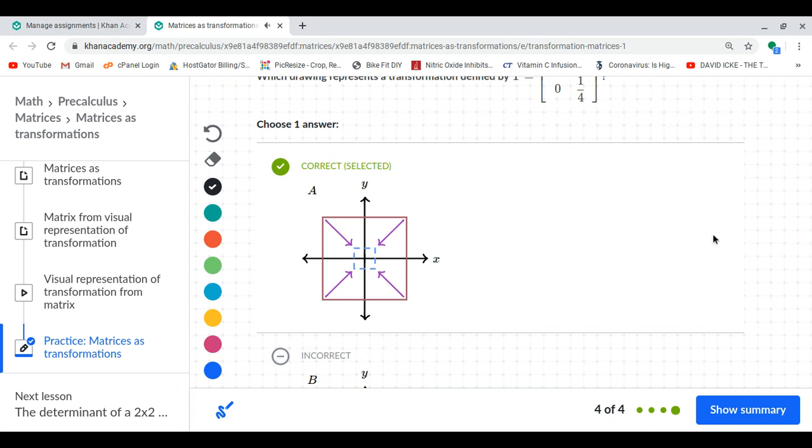And that's basically it. That's how you would do this assignment. It's pretty straightforward. If you have any questions, comment in the comments below. But it's basically you're doing either a dilation, a rotation, or in this case, we had a problem with a reflection over the y-axis.